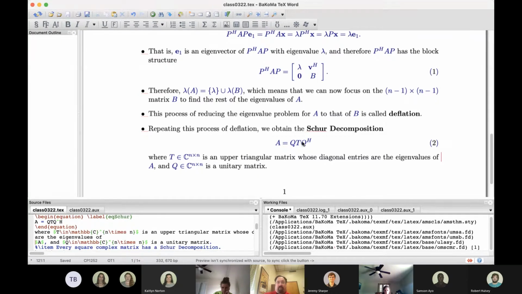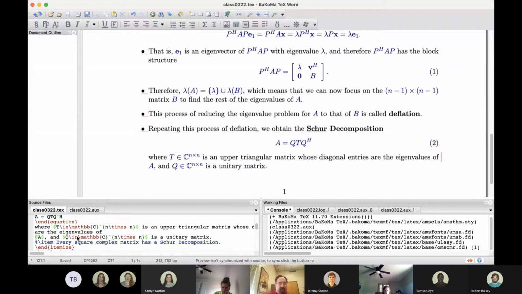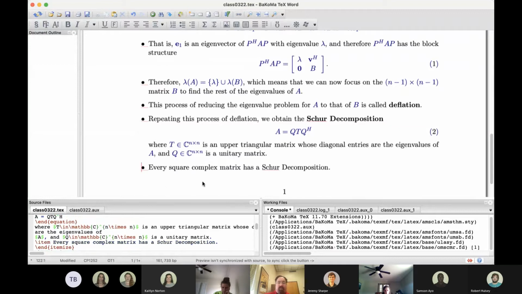Ultimately, we'll see an algorithm that will produce the Schur decomposition of A to give us the eigenvalues. And any square complex matrix has a Schur decomposition, so it always exists. It's not necessarily unique because the eigenvalues can occur along the diagonal in any order. Or it's possible the columns of Q might be scaled by something. So we don't have uniqueness, but we do always have existence. So for any square matrix, we can try to find this decomposition to get the eigenvalues.